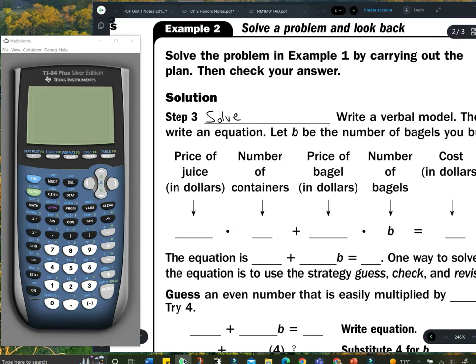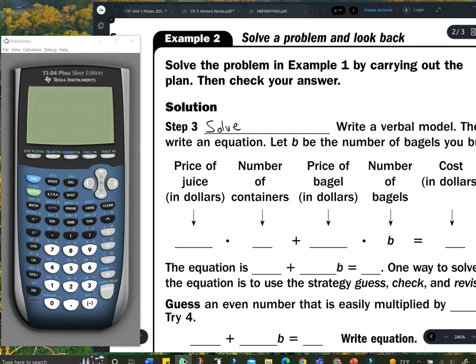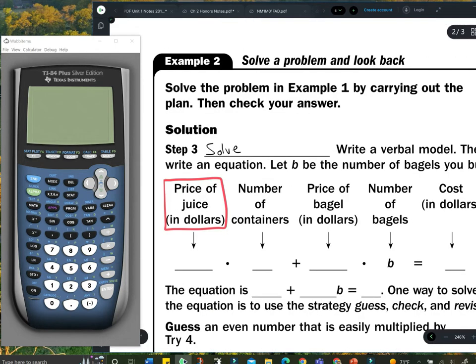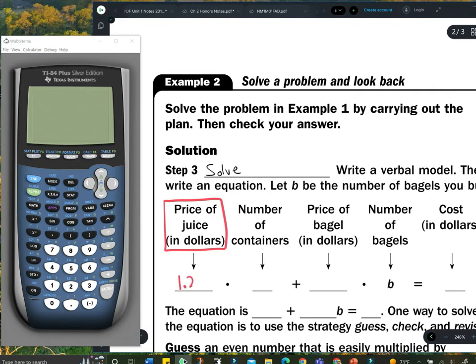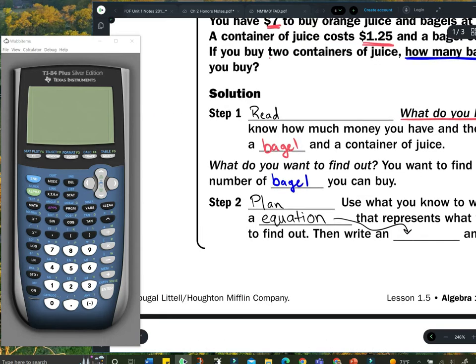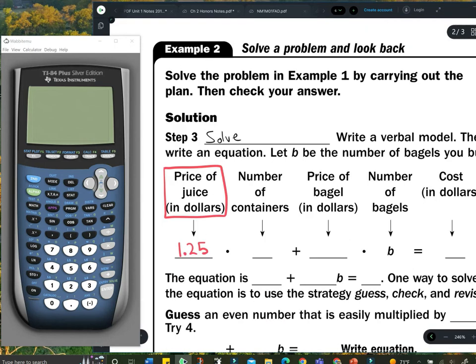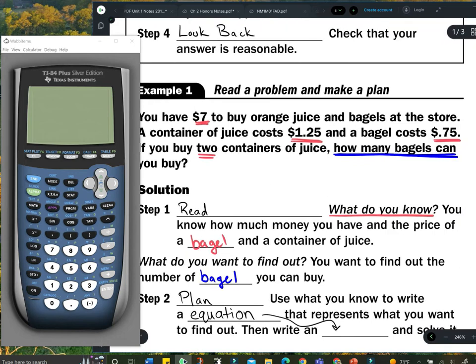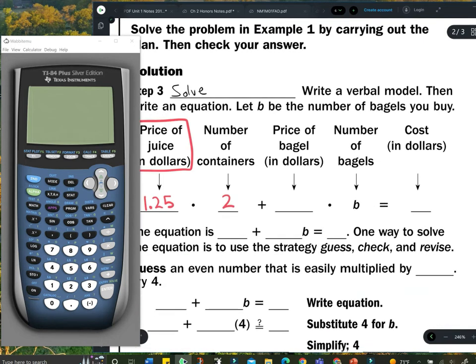This is going to be to solve our verbal model. So what we have is the price of juice in dollars. That is something we knew, that was in the red. The price of juice in dollars was $1.25. The number of containers: how many containers of juice are we buying? Two. So that's another bit of information we know. So we take $1.25 times two, and we're going to have to add that to the price of a bagel in dollars, which was 75 cents.